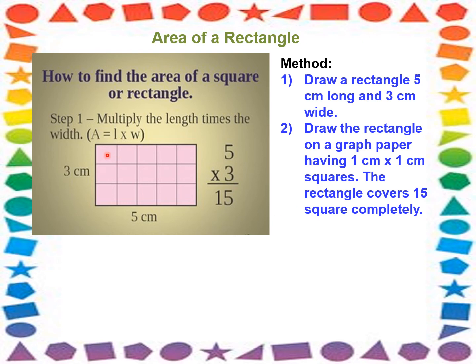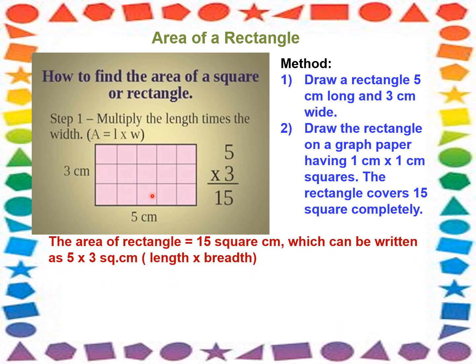How many squares are there on the length side? 1, 2, 3, 4, 5. So that is 5 centimeter. On the wide side, how many squares are there? 1, 2, 3. So 3 centimeter. So we can multiply: 5 threes are 15, or we can count the squares: 1, 2, 3, up to 15. How many squares are there? 15. So the area of the rectangle equals 15 square centimeter, which can be written as 5 multiplied by 3.